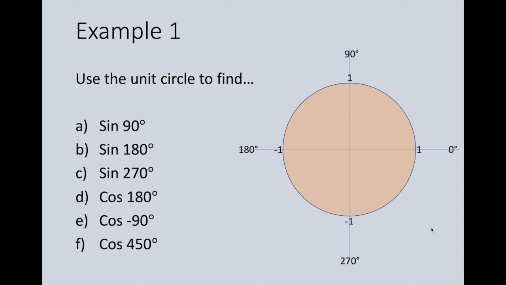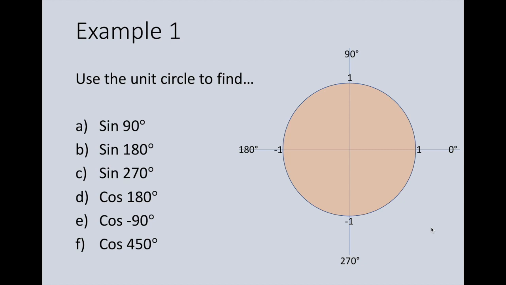So we can use the unit circle for all sorts of useful stuff. It comes in handy for finding key points on trig graphs, but it also comes in really handy when we're solving trig equations, and we'll come on to that in a later video. Let's use it here to find some key points.